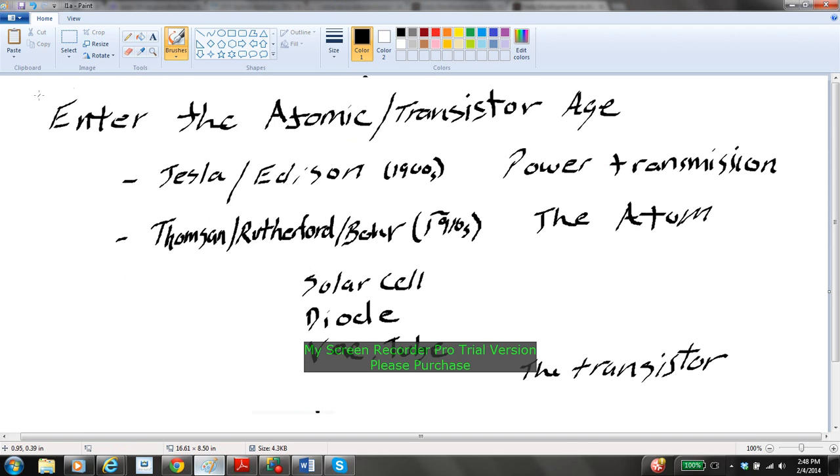Okay, I went through the 5 key phases as I divided it and ended up with circuit analysis. And as we do that, we enter the 20th century, the 1900s. Around the turn of the century, Edison and Tesla were big in power transmission. And then we have Thomson, Rutherford, Bohr, around the 1910s, where we pretty much refined the atom.